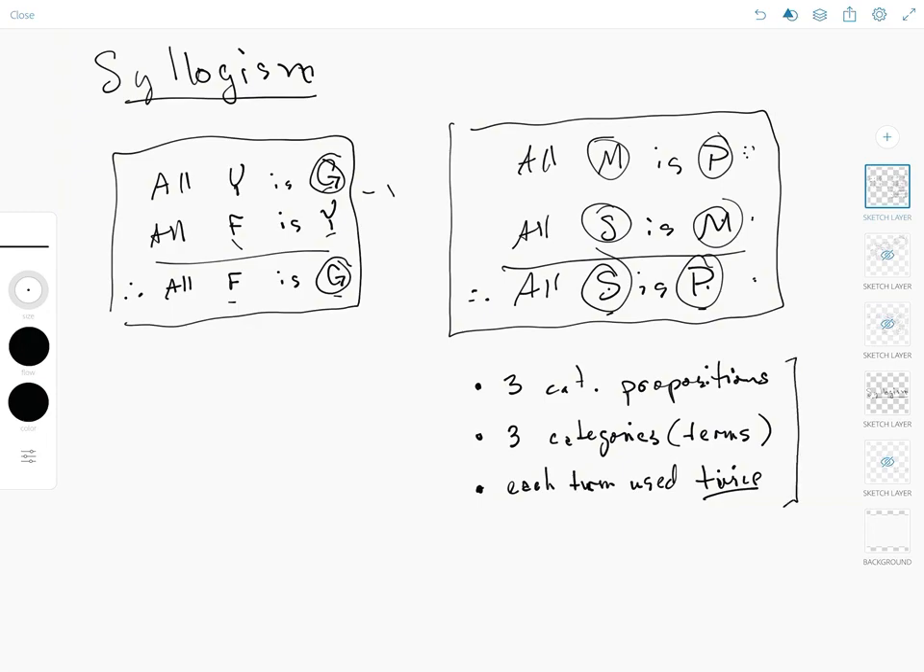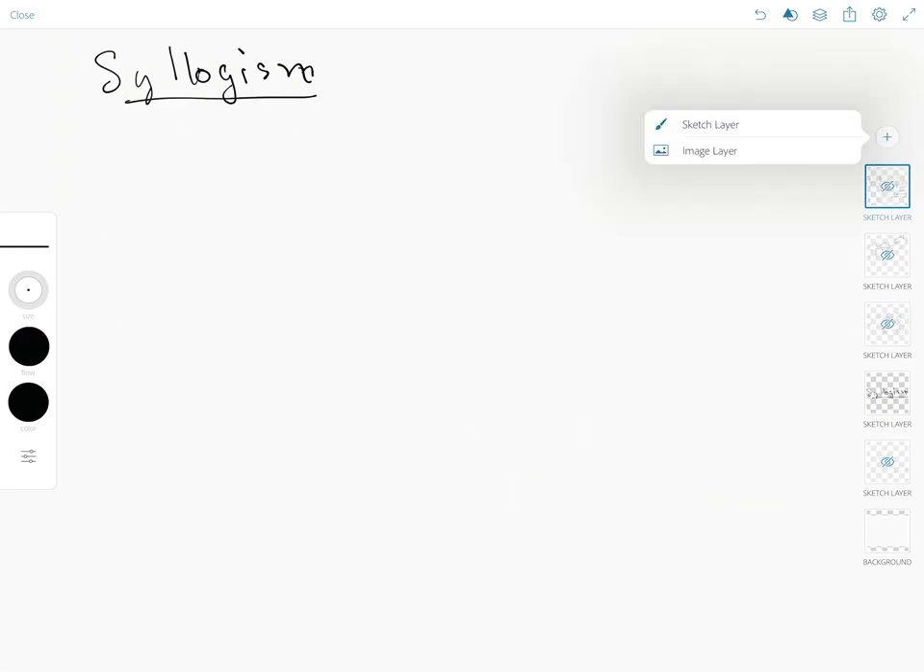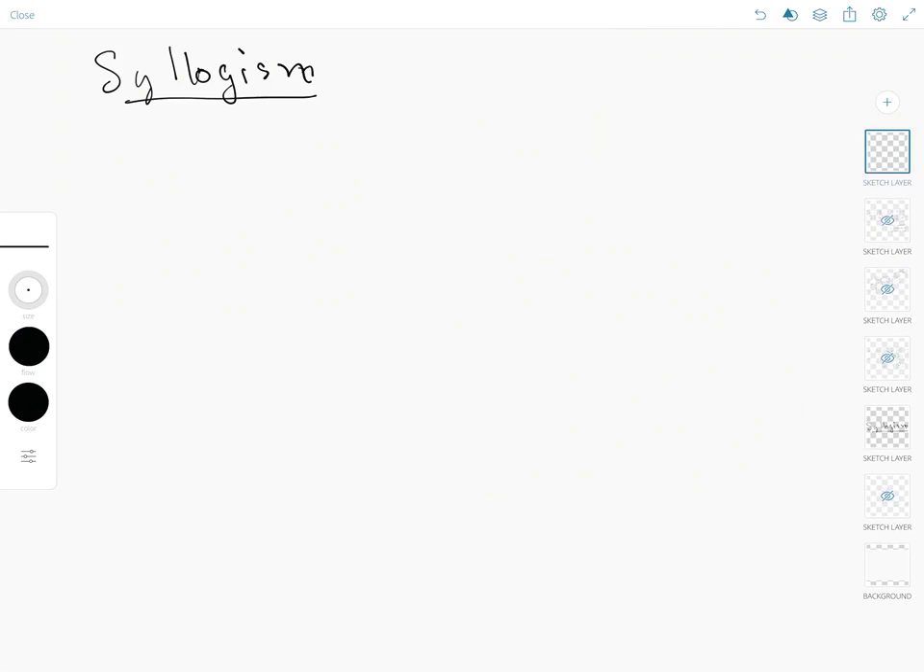So here's our recipe. Our recipe is we need three categorical propositions, three categories. Each category or term is used exactly twice. An argument that meets these three conditions is a categorical syllogism. Okay, excellent. Now, let's move on to discuss how all the parts of the syllogism are named.